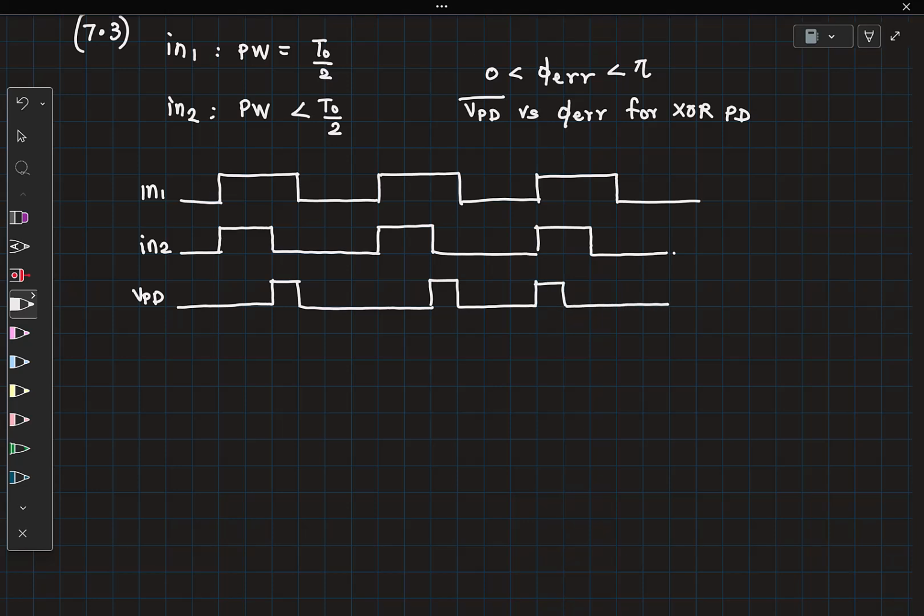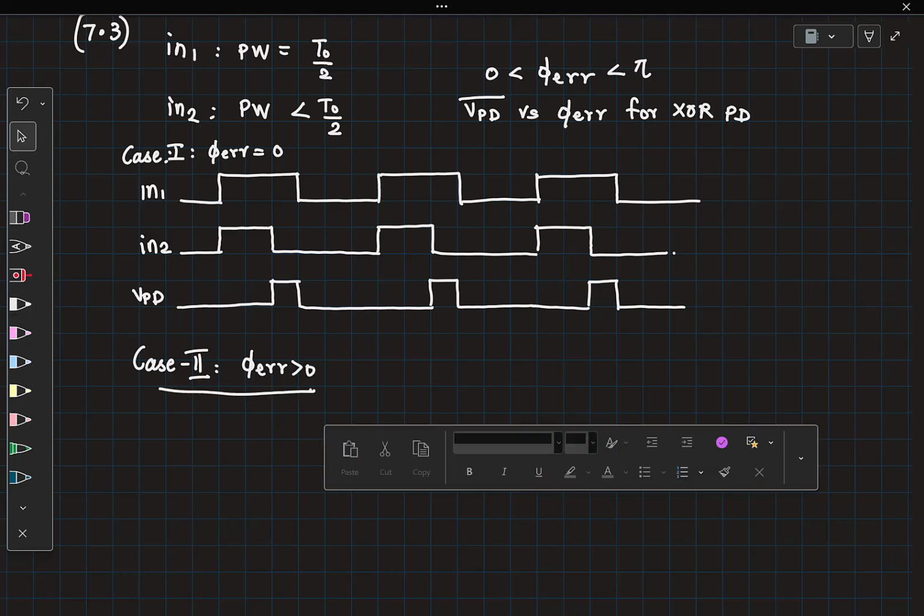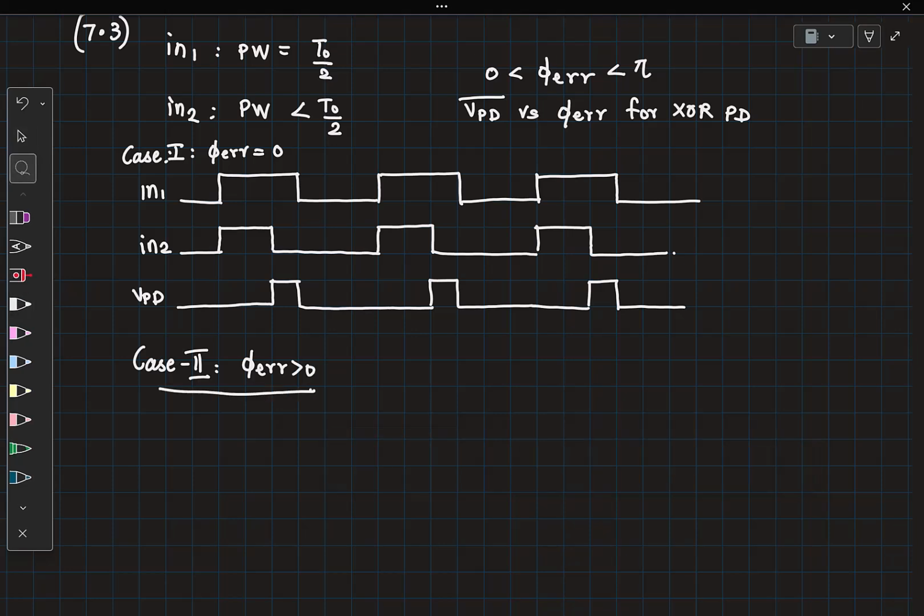So I have started out with a case, let's say case 1, where phi error was equal to 0. And we see that VPD average is not 0 even though the phase error is equal to 0. Now let me consider a different case where phase error is slightly greater than 0. So I'll copy this figure.